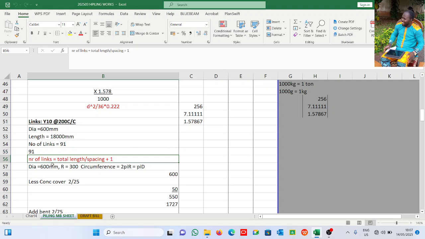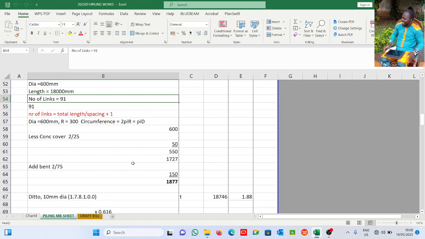Like I wrote this: number of links equals total length divided by spacing plus 1, because where you're starting from, you are going to start from there with 1. So here we have total length is 18 meter. The 18 meter here is 18,000 millimeter divided by 200 plus 1. Number of link equals total length divided by spacing plus 1. That's how we got 91 total numbers.